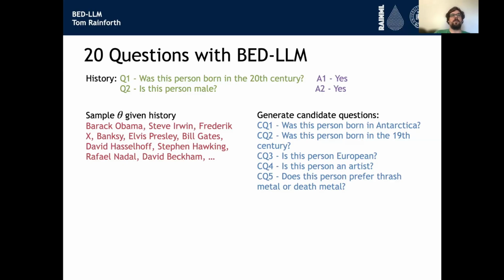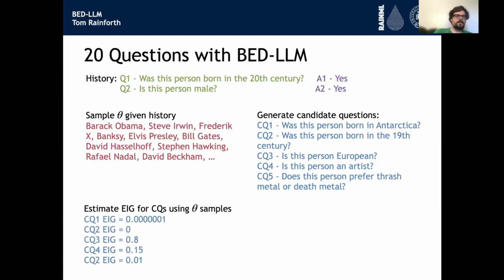And this is why we work with this expected information gain rather than just the predictive uncertainty, because we need the notion of, are we actually learning anything if we actually get the answer? So, for example, here, if I know that the person is, say, Steve Irwin, it's unlikely that the LLM even knows if Steve Irwin prefers thrash metal or death metal. So even when I know the true theta, I'd still be uncertain here. And therefore, we can see that it's still going to be a bad question.